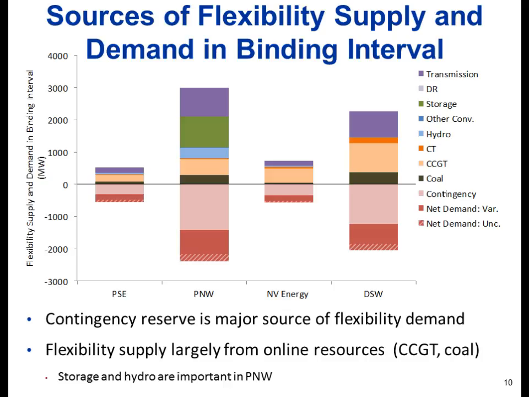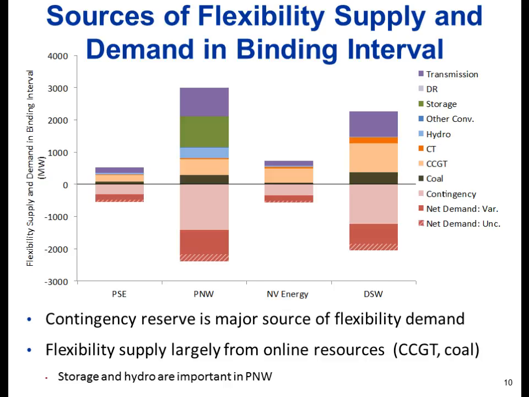So in this slide, we examine the sources of flexibility supply and demand in that binding interval of 15 minutes in the up direction for each portfolio. Just focus on that 2020 year. Each bar here represents one of those different portfolios. The positive values show the resources of flexibility supply, the breakdown of those sources, while the negative values show the breakdown of the sources of flexibility demand.